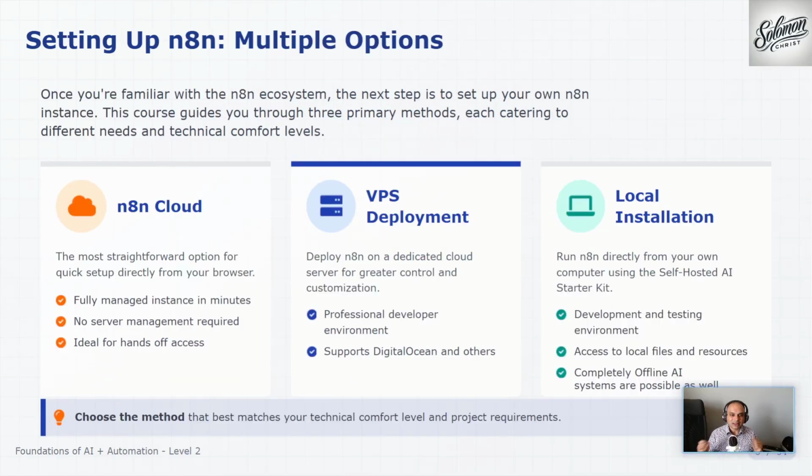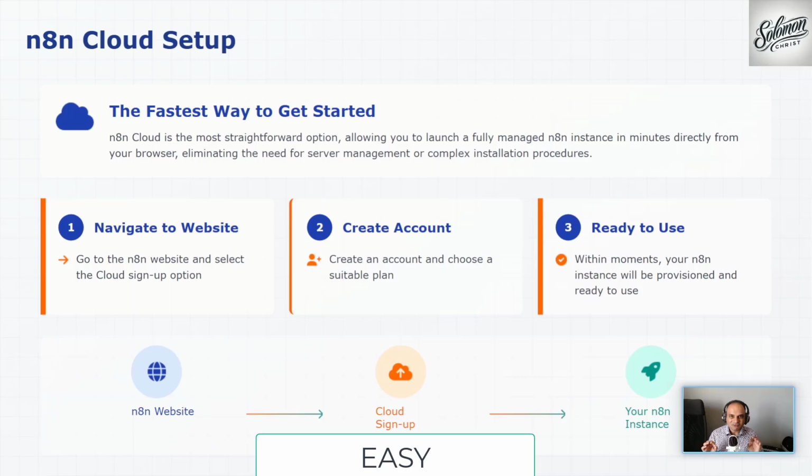So now we're at the point of actually setting up n8n, with multiple different options. We're going to start off with n8n Cloud, and we're going to go over the step-by-step procedures to set that up and create an account. n8n Cloud is the fastest way to get started. We're going to first go to the n8n website, then create an account, and within moments, it should be ready to use. So let's go ahead and do that, and I'm going to take you through it step by step.